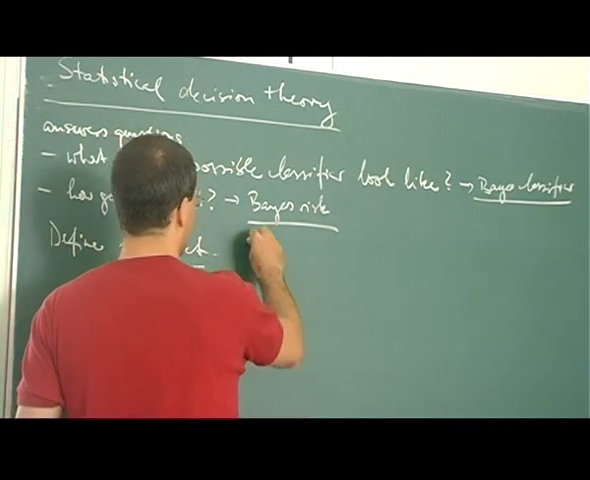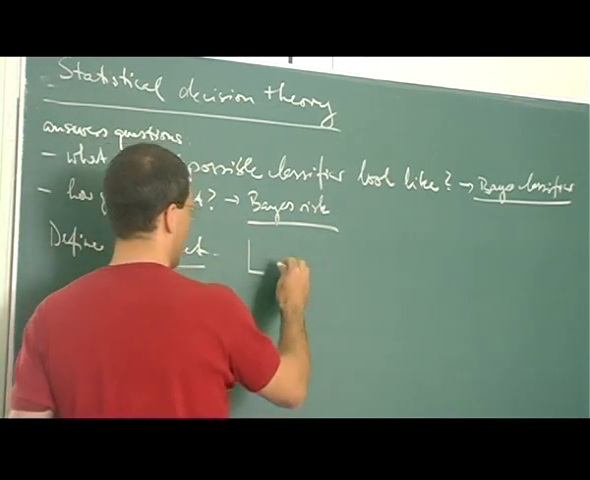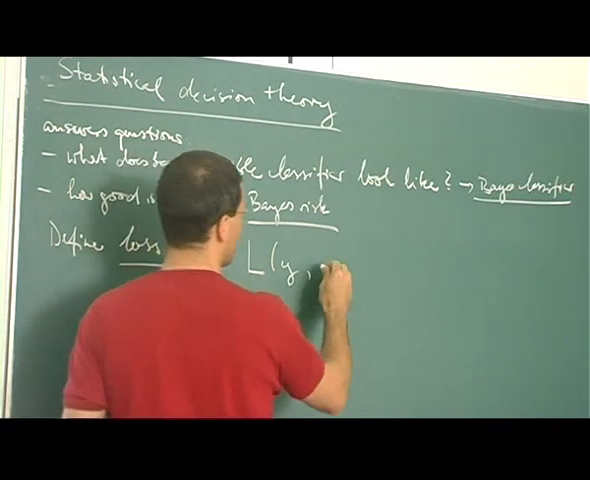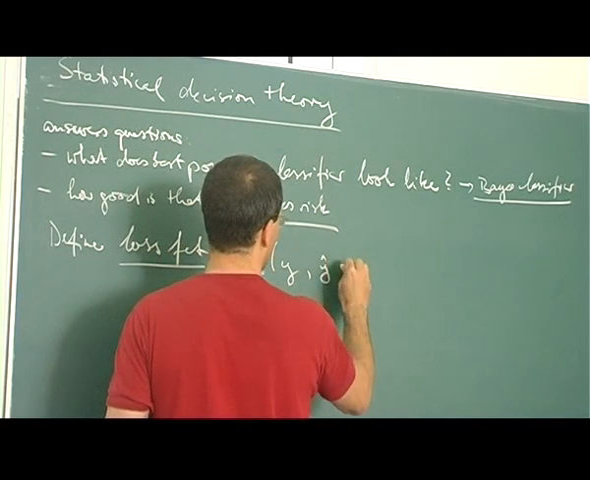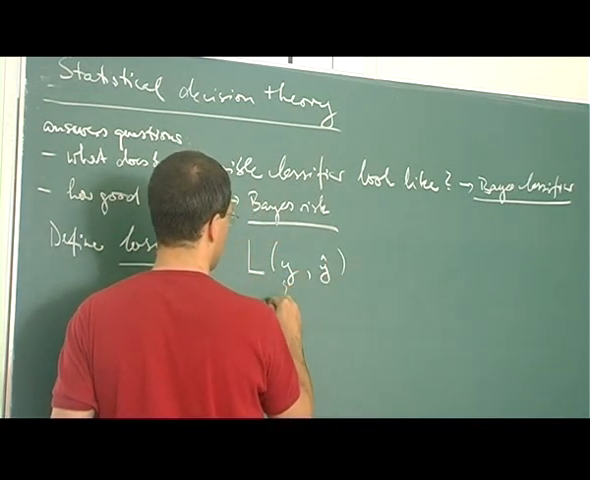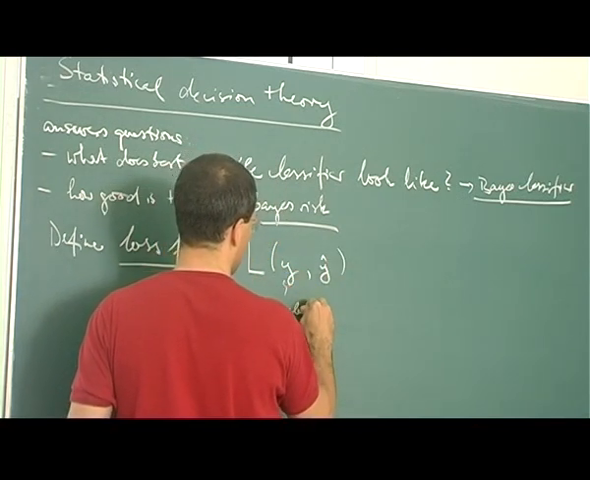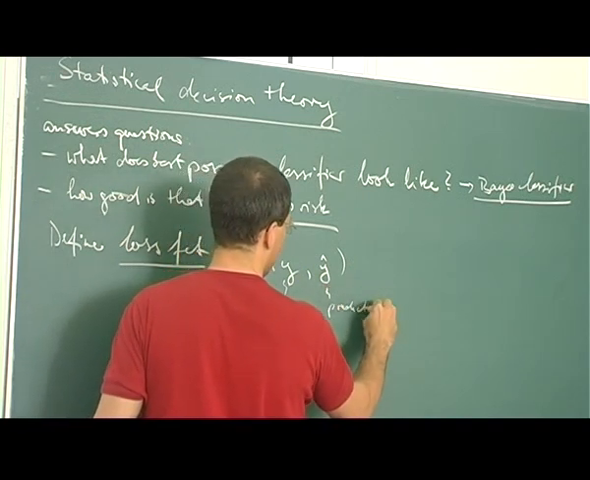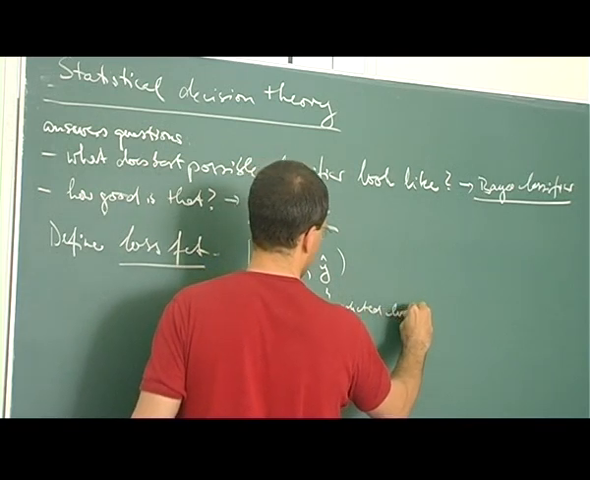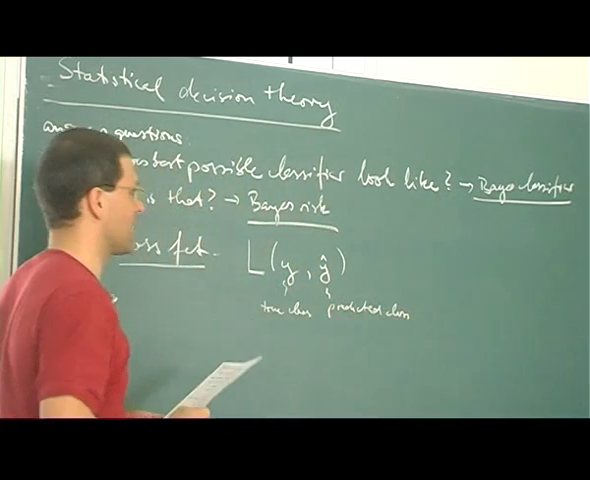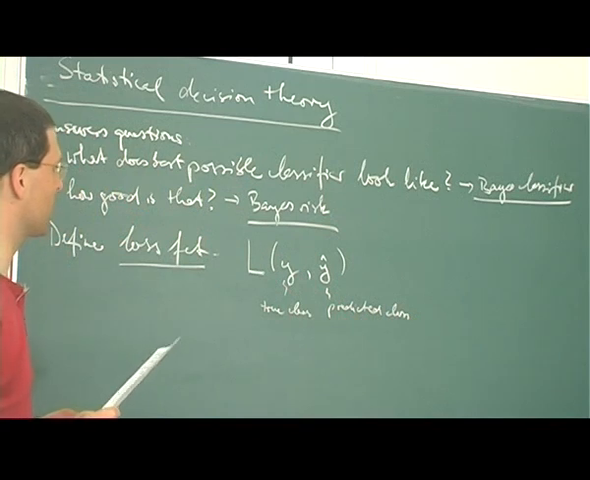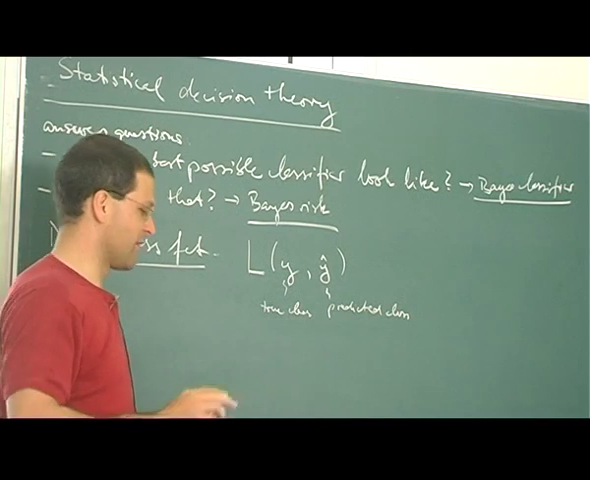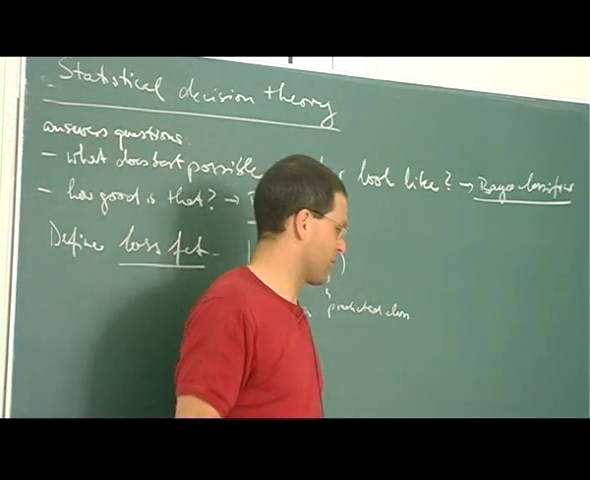So the loss function, all of these are technical terms, which you should know. The loss function has two arguments: on the one hand, a true class and a predicted class. And it tells us how bad it is if you make one kind or the other kind of mistake.